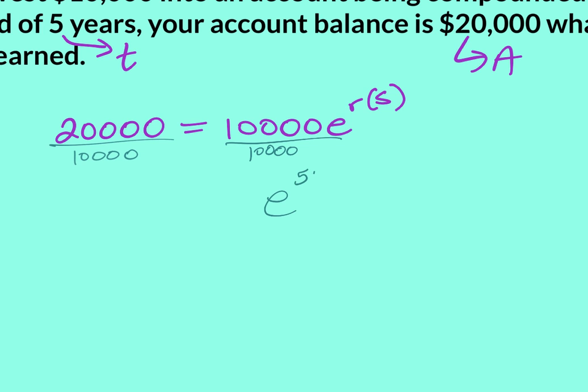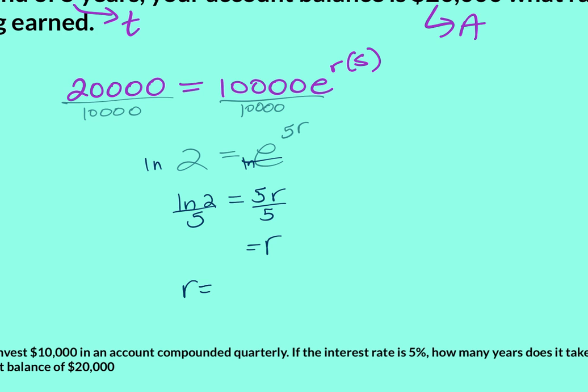E to the 5r equals 2. And now we ln both sides of the equation. So ln of 2 equals, remember, ln of e cancels, giving me the 5r. And then you just divide both sides by 5. So they're not complicated once you set it up. It's just that we hadn't done them that way because we didn't learn how to do them that way yet. So r is 0.138, well, 0.139 if we round it. What does that mean in terms of percent? 13.9%.